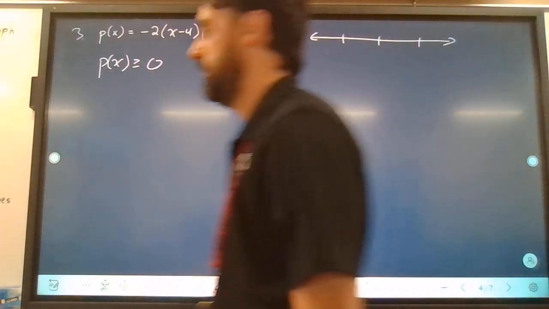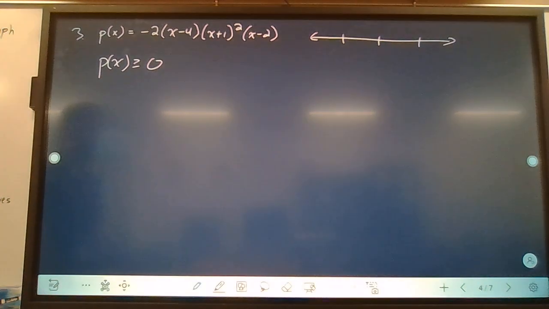All right, number 3. Now, you can do this with a graph, but my preferred method is a number line, and so that's what I'm going to show you guys. I think it's easier. You don't need as much information to do the number line here. So what you do have to start off with are the zeros.